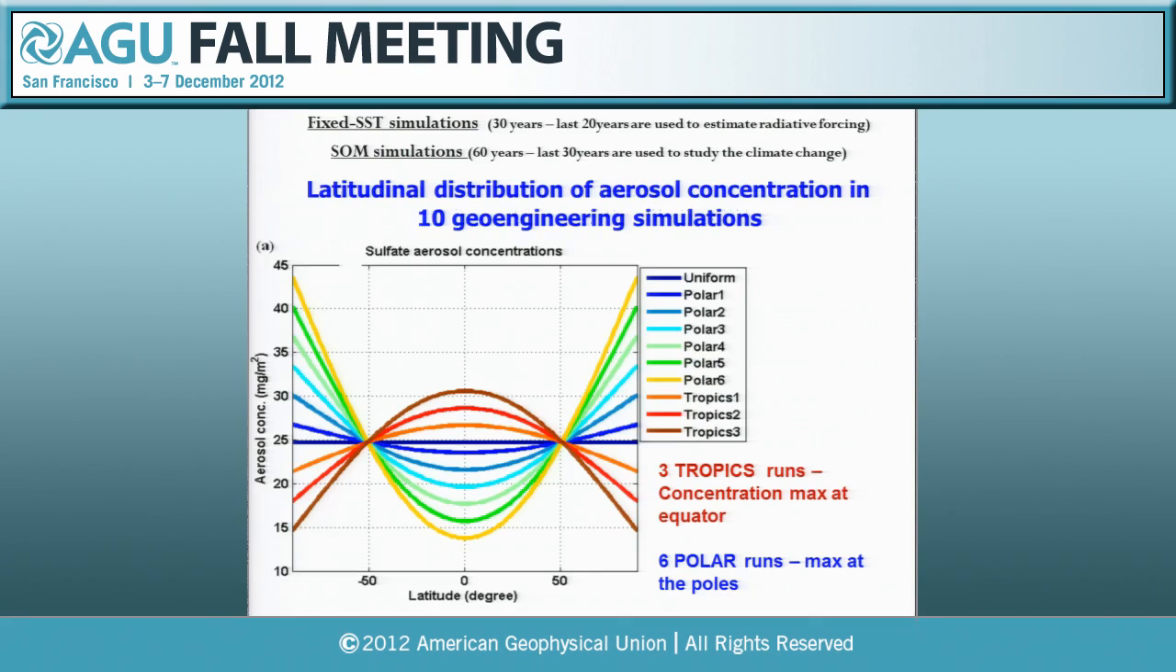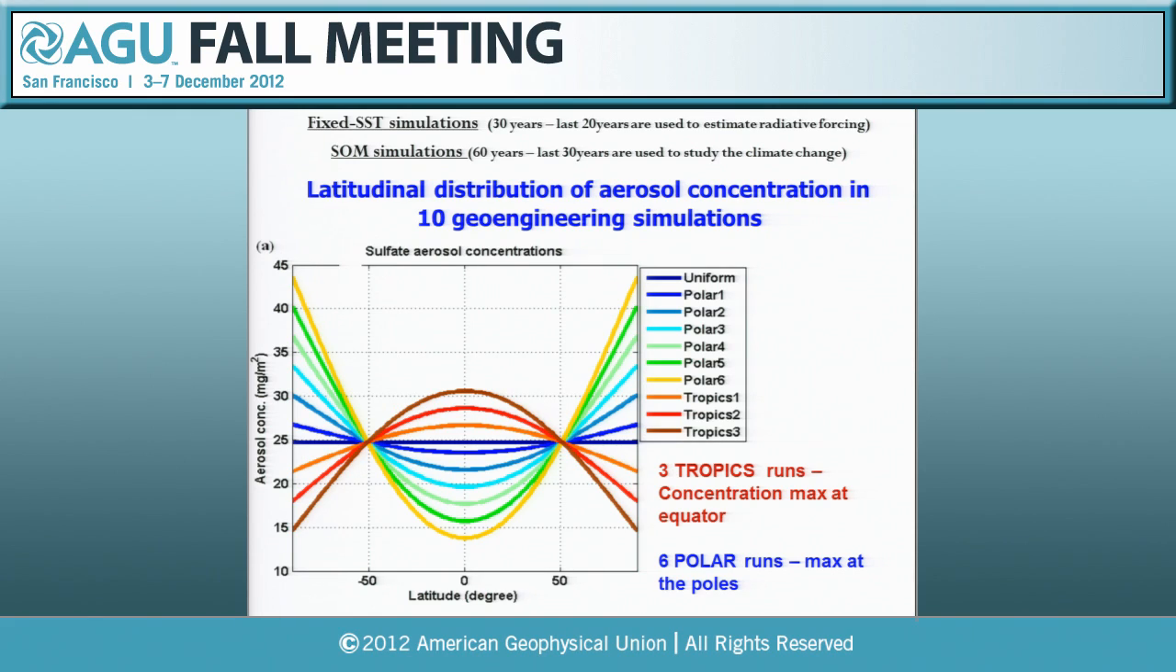Okay, so here is the distribution of aerosols that we have used. You can see the horizontal line there. That is a uniform distribution. And then there are 3 tropical cases where the maximum is in the tropical region. And then there are 6 polar cases where the aerosol concentration is maximized in the polar regions.